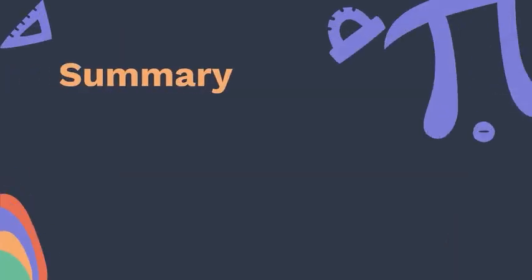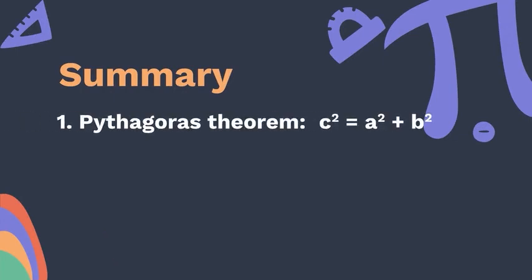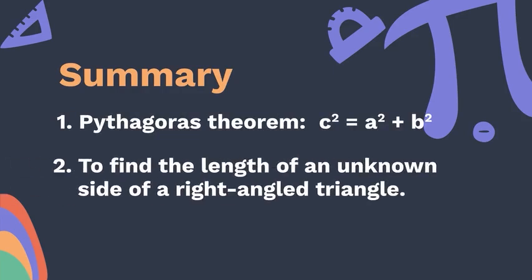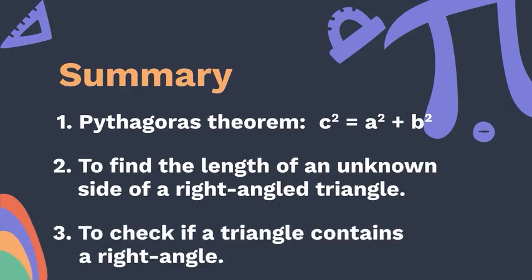In summary, we have learnt the following. 1. What the Pythagoras theorem is all about. 2. How to use the Pythagoras theorem to find the length of an unknown side of a right angle triangle. And 3. How to use the Pythagoras theorem to check if a triangle contains a right angle.